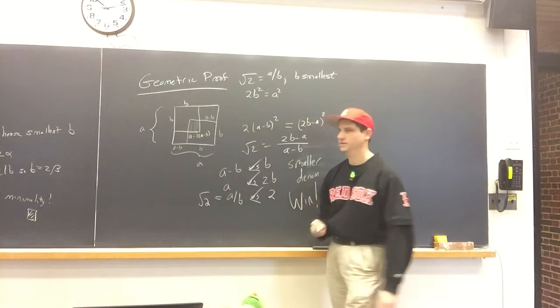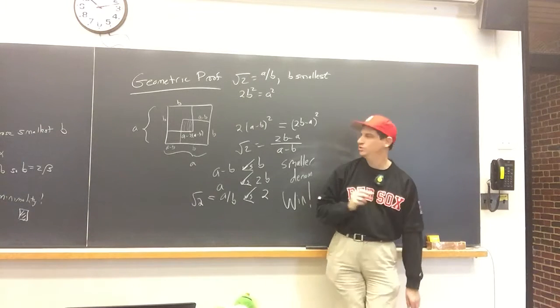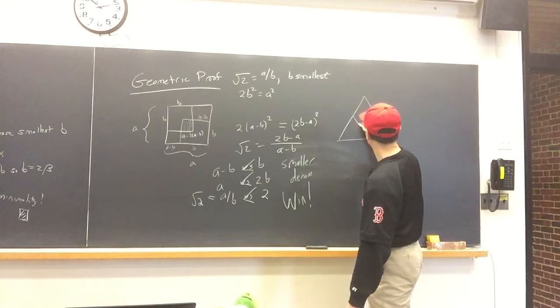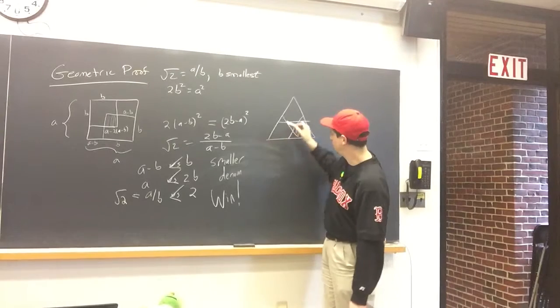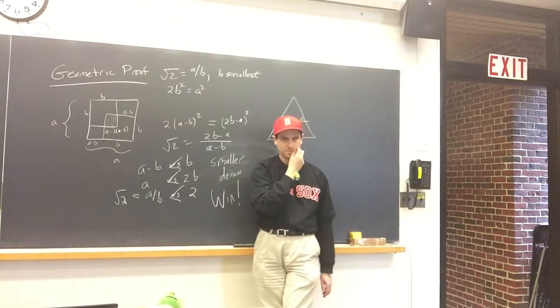So we win. This is a geometric proof. To get the square root of 3, you use triangles. I think it's something like this, where you have these ones double counted and this one missed.